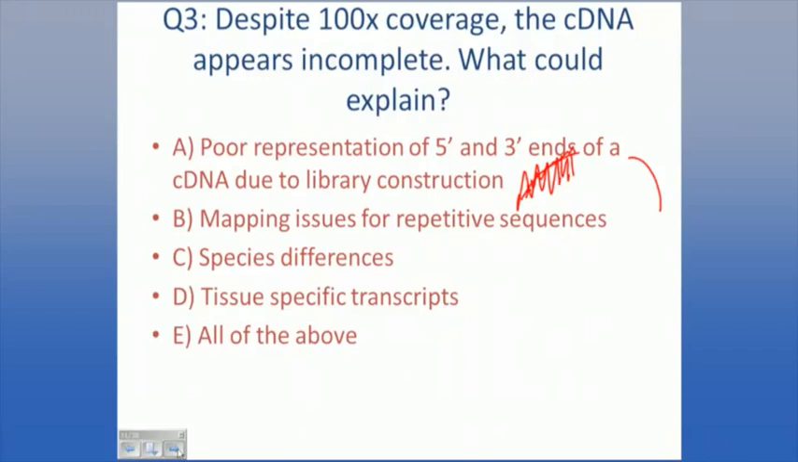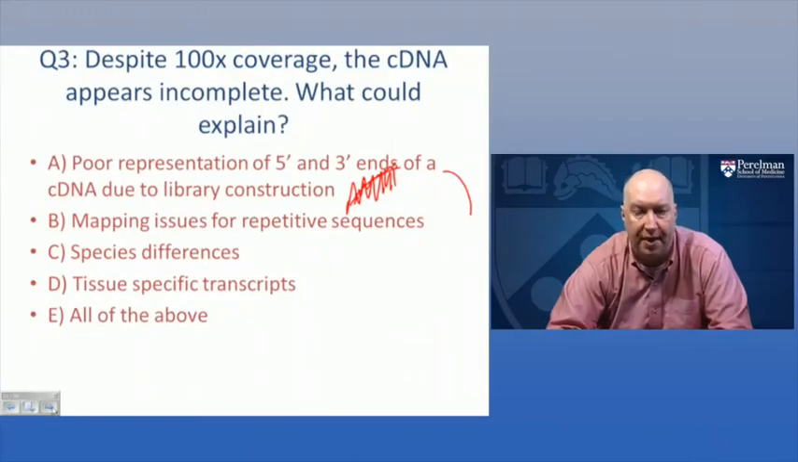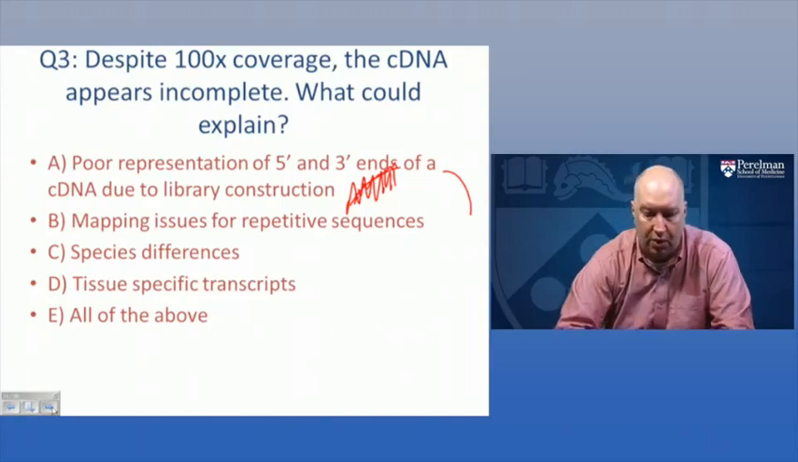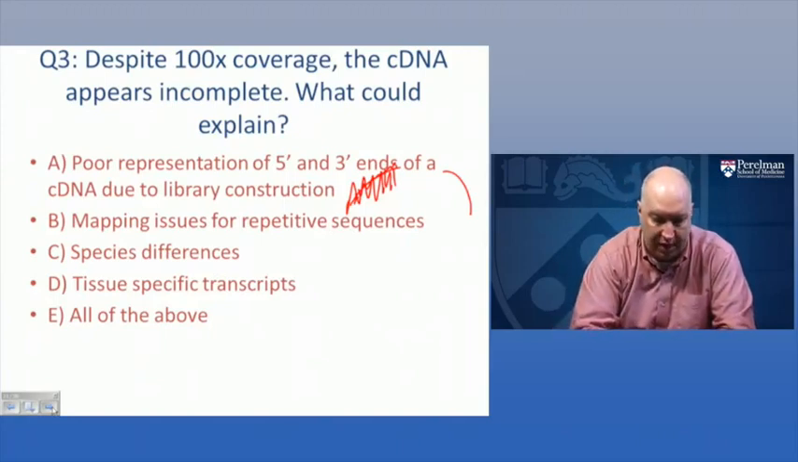There could be species differences. So the 5' end of the hamster gene could be very different from the 5' end of the mouse gene. There could also be tissue-specific transcripts. So remember, most of the time we're looking at a ref-seq transcript, a reference transcript. And that reference transcript may have come from brain or from liver or from adrenal gland or what have you. And the form that we're looking at in this particular tissue may be different. And so all of these answers are correct.